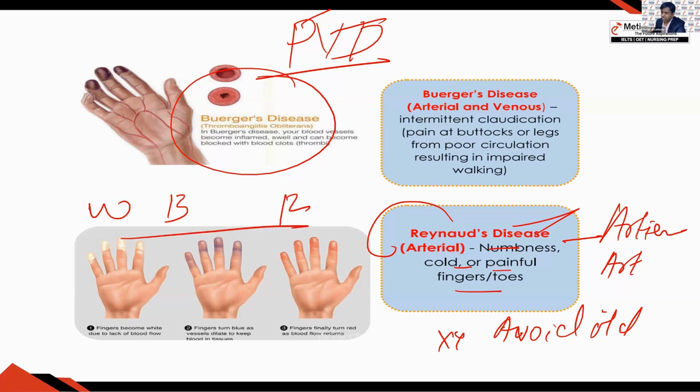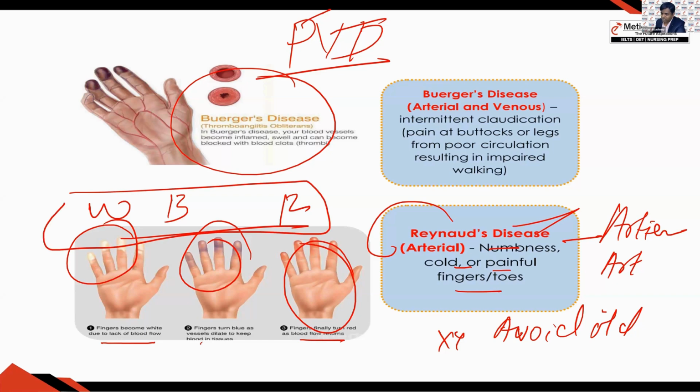White-blue-red syndrome is seen in Raynaud's phenomenon. Initially the fingers become pale white due to lack of blood supply, and then they turn blue because of dilated blood vessels in the tissues, and then finally the fingers turn red as blood flow returns. So Raynaud's phenomenon is a peripheral vascular disease where arteries and arterioles are affected, not veins. Signs and symptoms: white, blue, red syndrome, numbness, cold, painful fingers and toes.